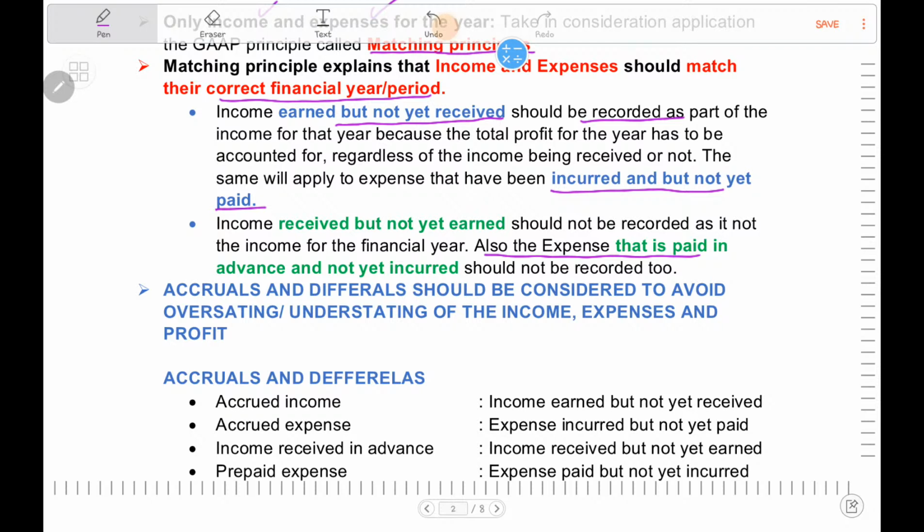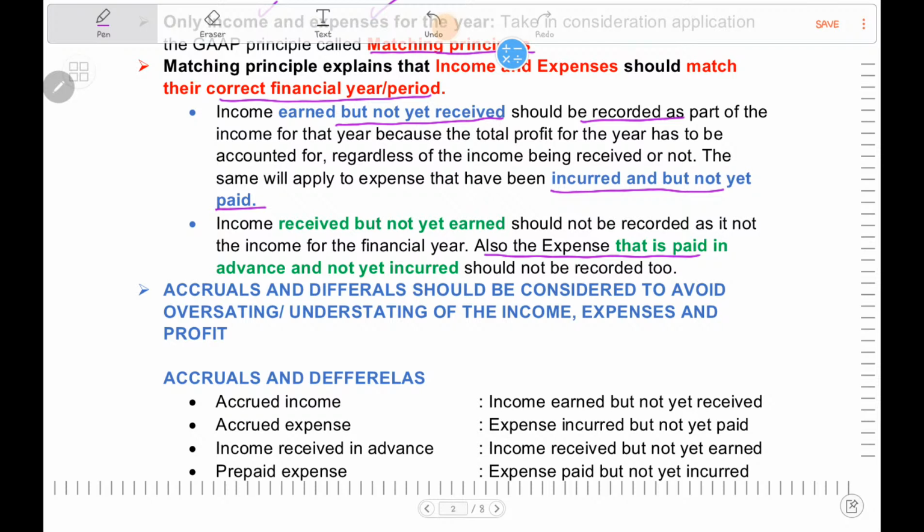Okay, if they are saying that the rent income was received for 13 months, we know that our financial year has 12 months. So the one that was received is for the next financial year. When we prepare our statement of comprehensive income, we have to subtract it because that income is not yet earned.